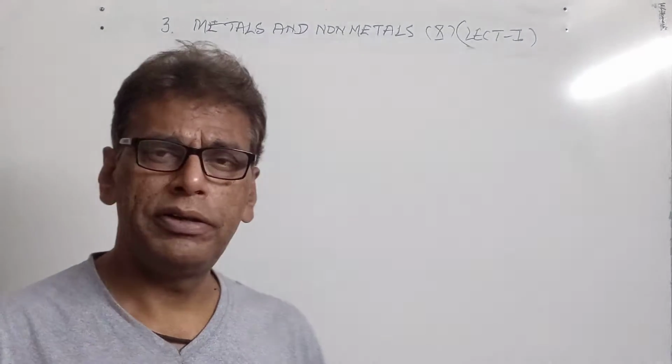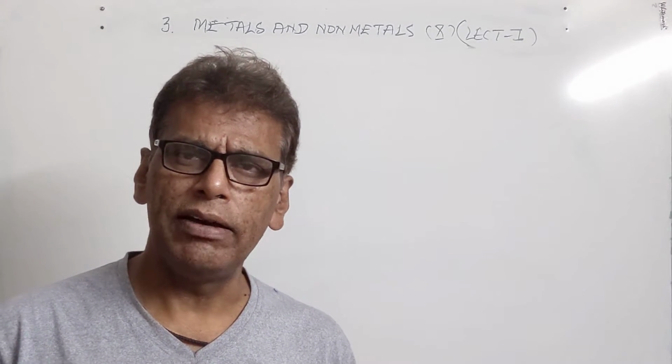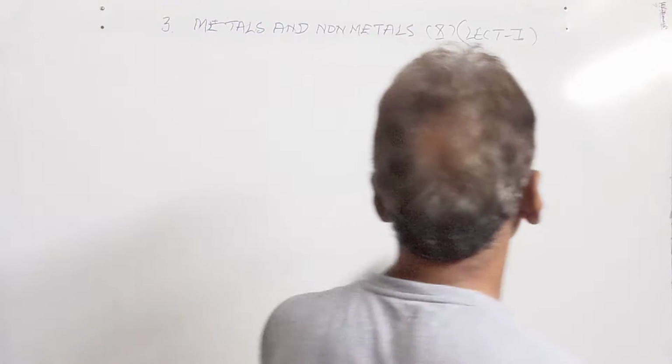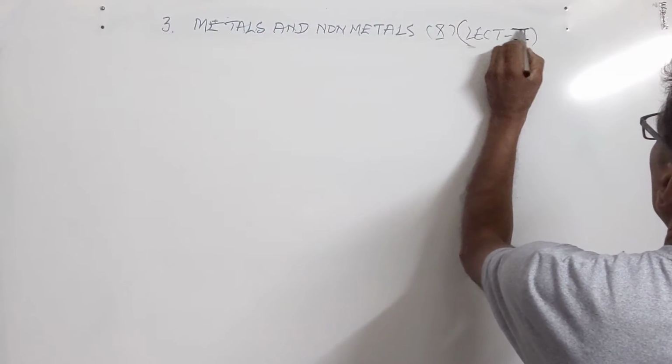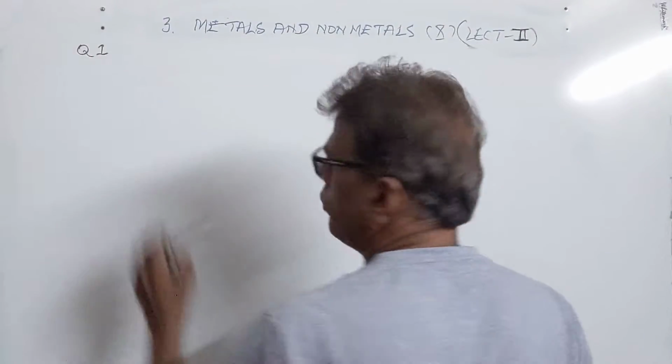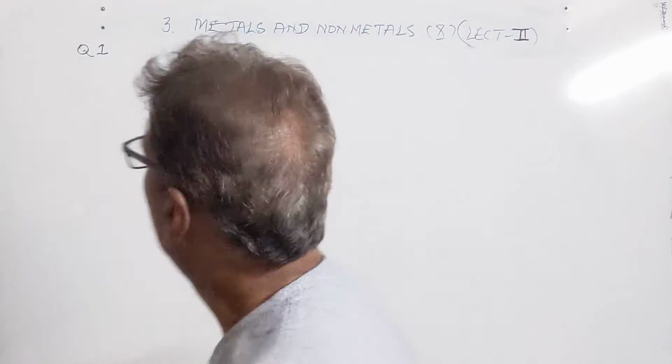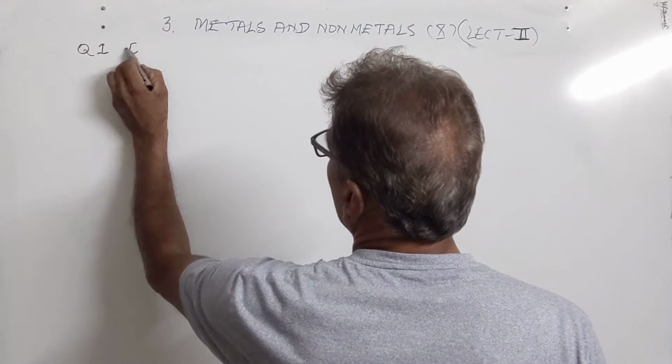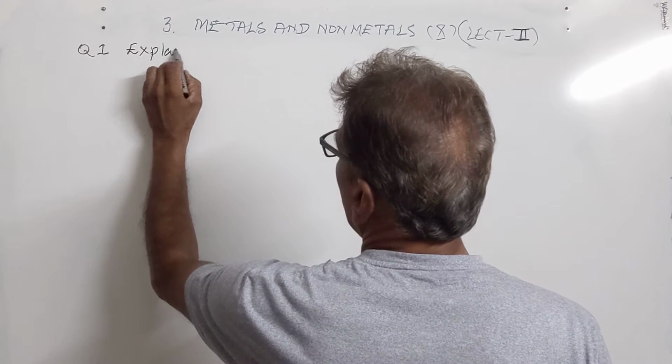Continuing with unit number 3 of 10th class, that is metals and non-metals. This is our lecture number 2. Now we come to the first question of this lecture, that is explain formation of ionic compounds.